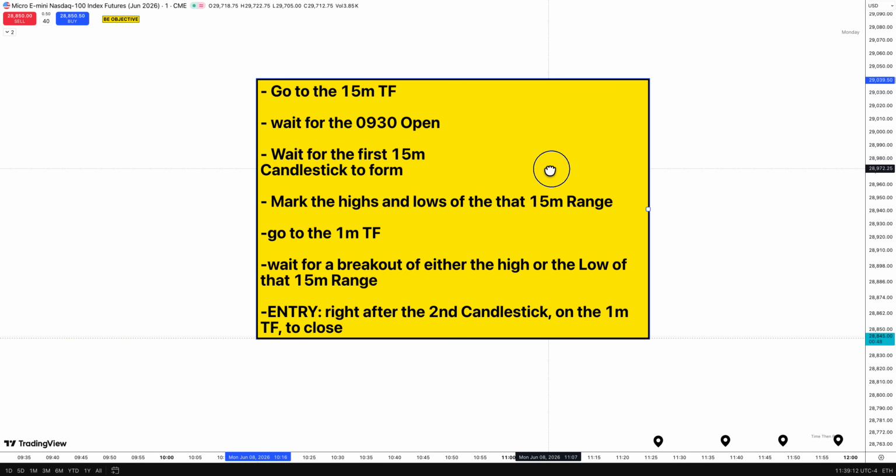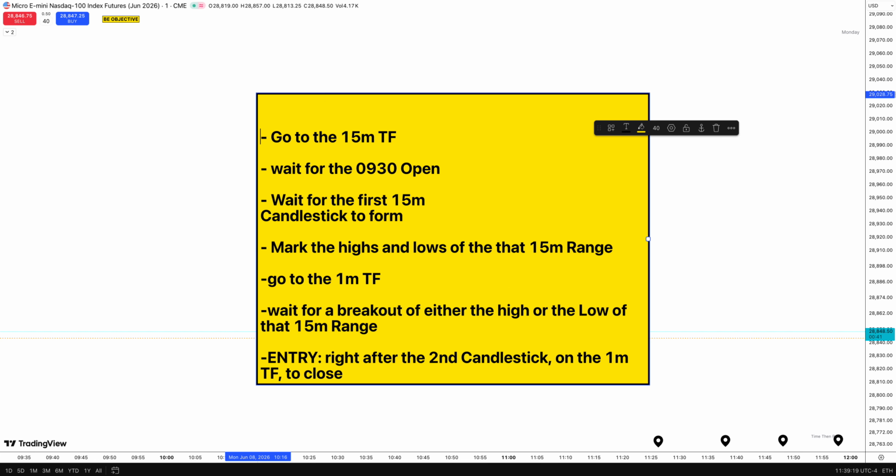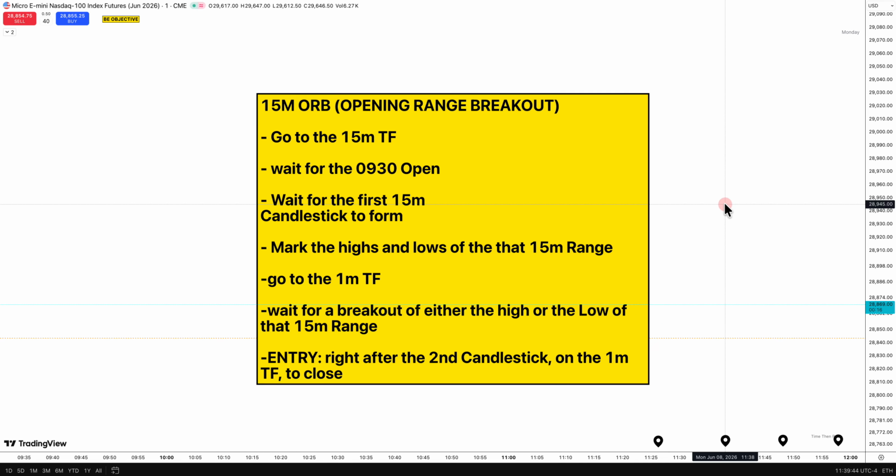Anyway, yep. So this is what you call the 15-minute, oh wait, what do you call this again? ORB. Okay, ORB. 15-minute ORB, or the opening range breakout. Okay, 15-minute ORB.